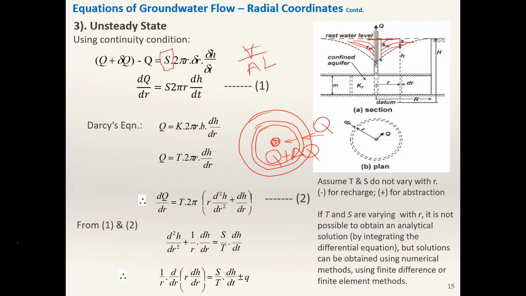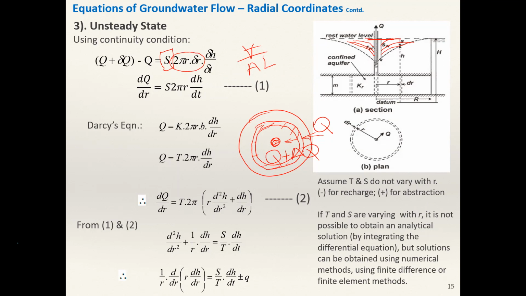So now we are talking about the water volume here. So what we can do to find out the water volume of this area? We can multiply it by the respective area here. What is that area? 2πR dr.